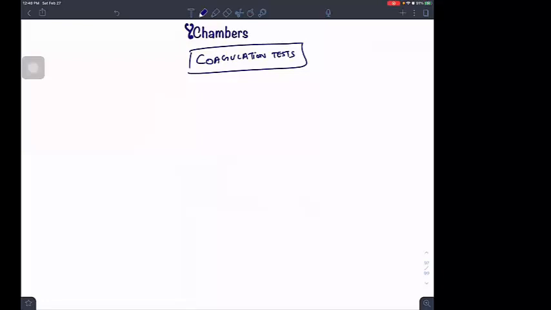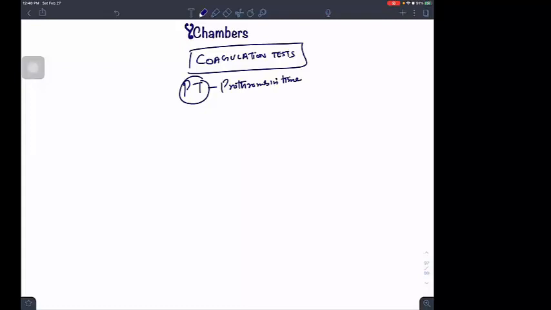So we have discussed the normal physiology. Now we will say what is the defect, how we can say that we have a coagulation pathway defect. So there should be some tests to check whether the coagulation pathway is happening or not. So the coagulation test which we have is the prothrombin time, PT. PT is known as prothrombin time.